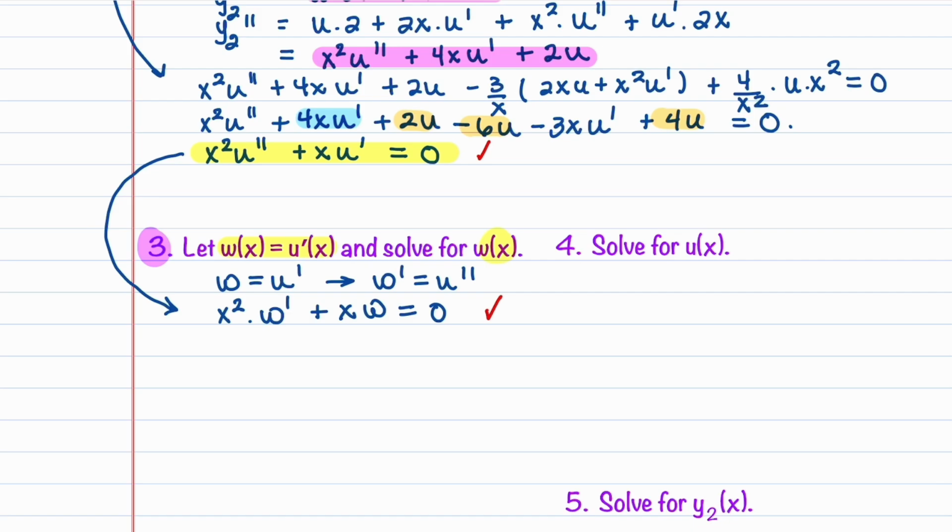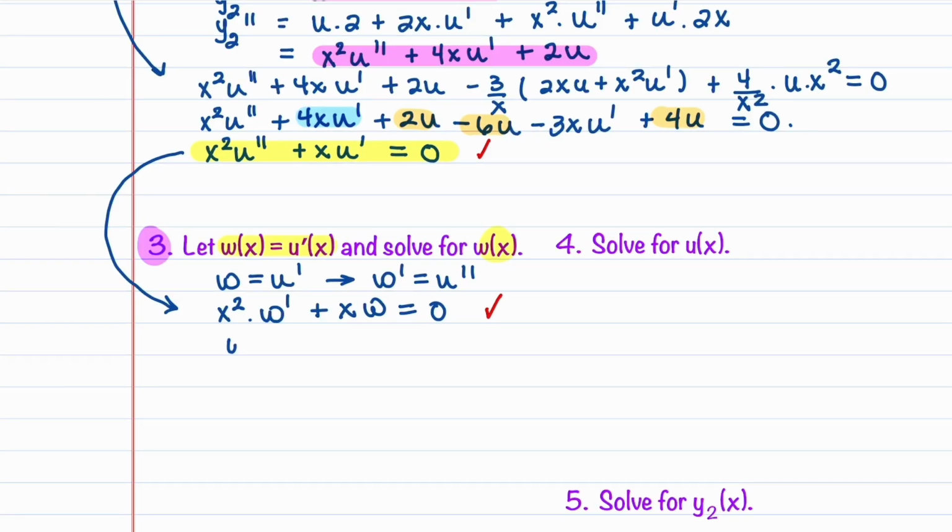Let's look at this one and see what method we would need to use. It's a little bit hard to tell until we simplify. Let's divide each term by x squared so that we can see what it looks like. So we're assuming that x is not equal to 0.